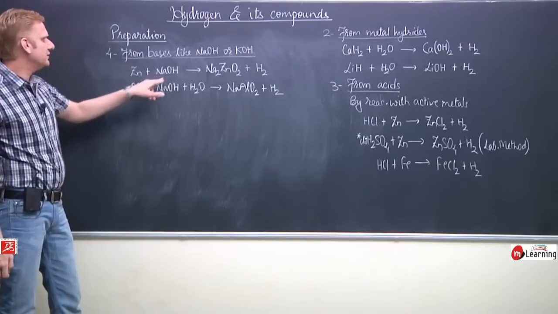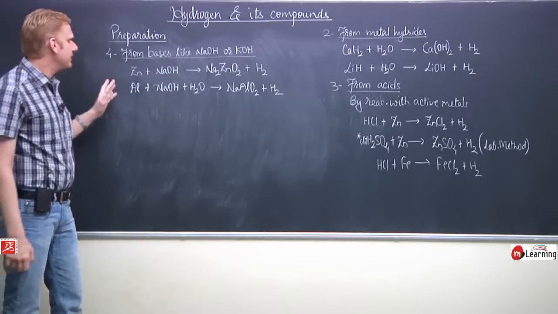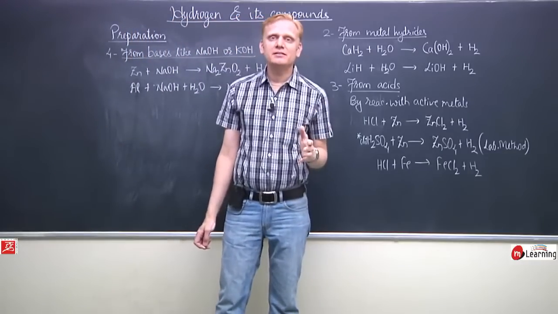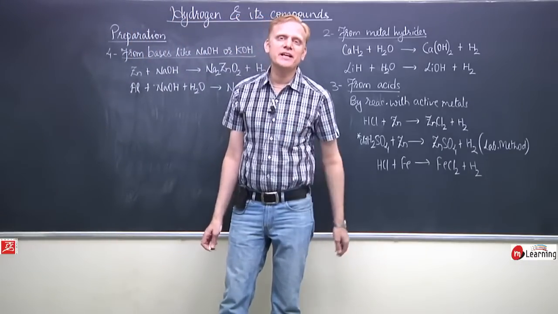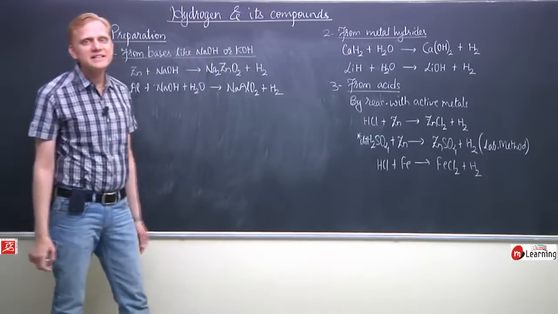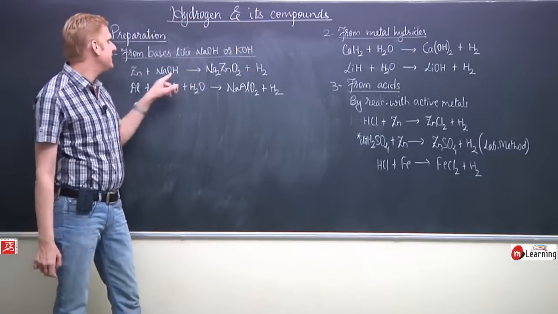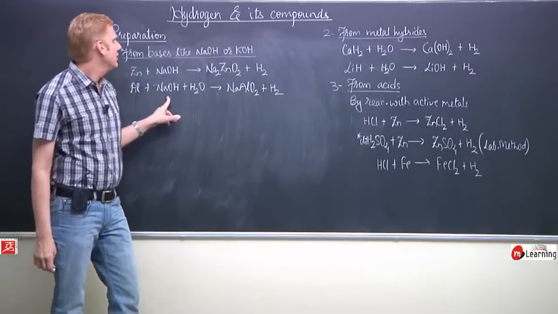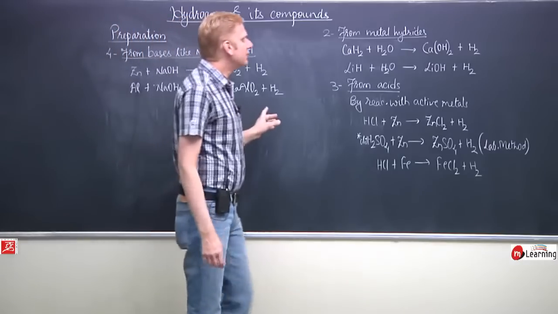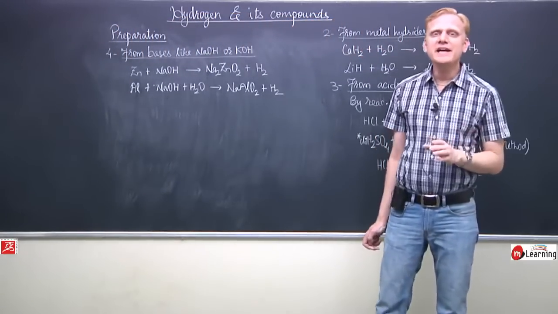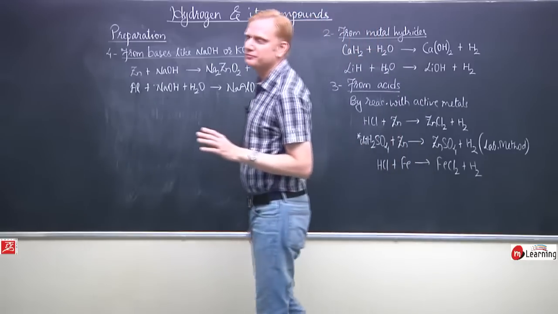So these metals: zinc, aluminium, beryllium, tin, are considered to be amphoteric metals because they liberate hydrogen when they react with acid. They also liberate hydrogen when they react with bases like NaOH, KOH, etc. These are the different methods by which hydrogen gas can be obtained.